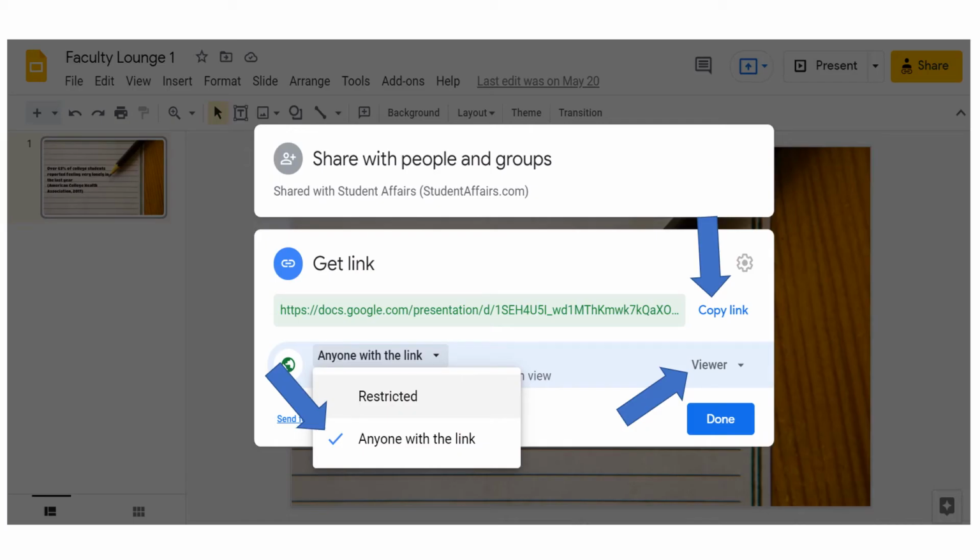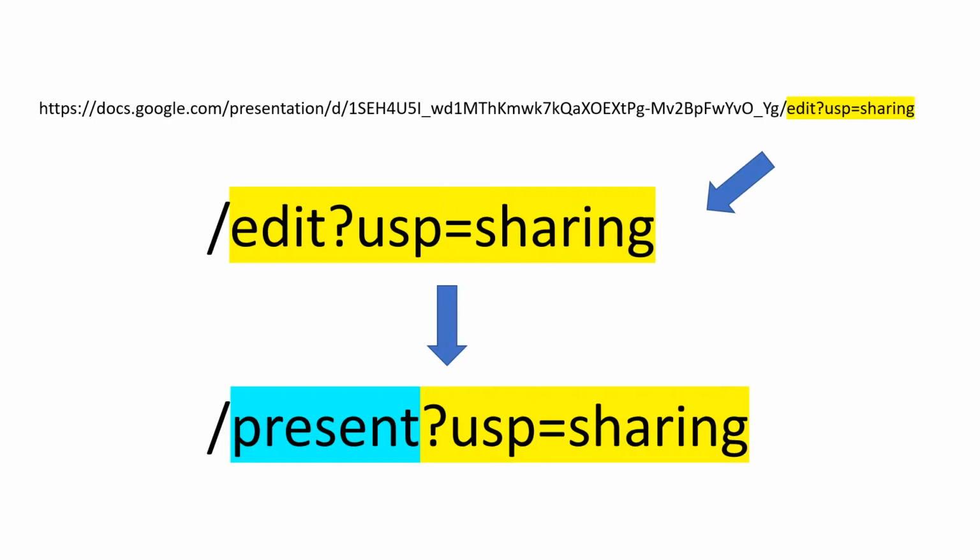A new window will appear that indicates the file is restricted. Change this to anyone with a link, then make sure the Viewer option is selected on the right-hand side of the window. This will allow escape room participants to view the slide without changing anything you have created. As a final step, copy the link and paste it into a document where you can track all the links you've created. We have one more step with the link.